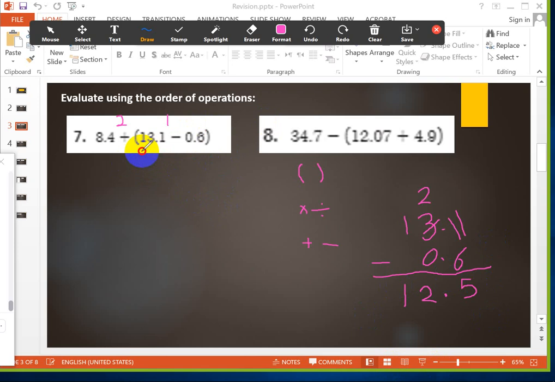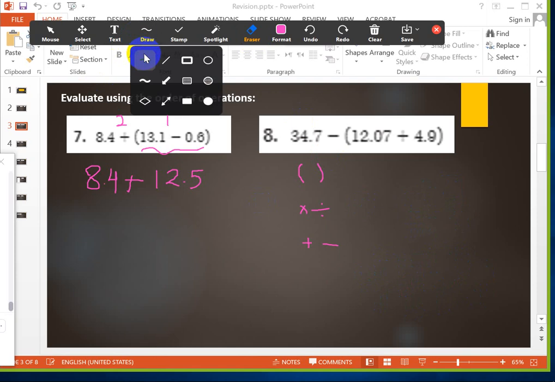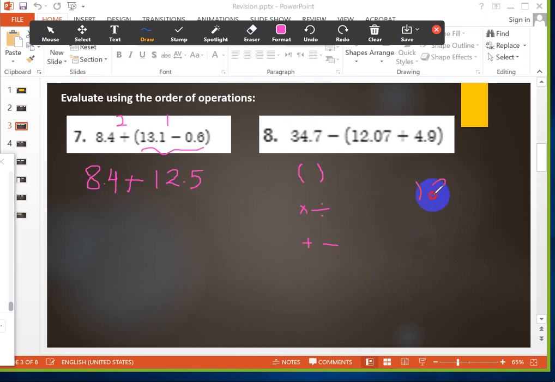That means the answer for this is 12.5. And I will do now the second operation, which is the addition, 8.4. So after that, I will add this number to find the final answer. So add 12.5 to 8.4.